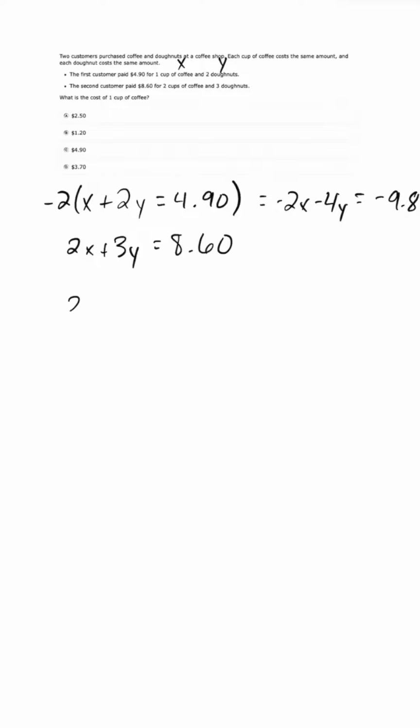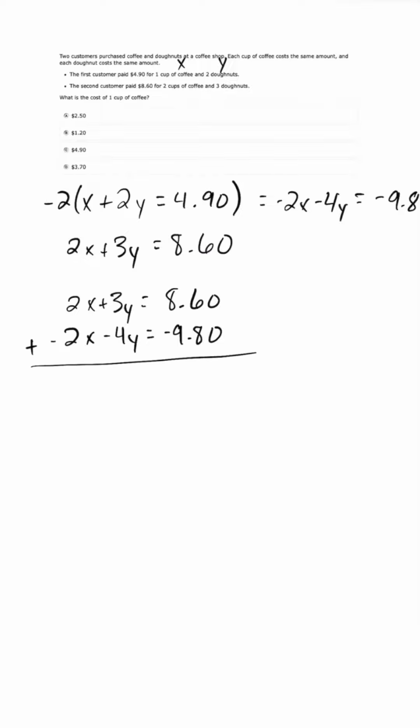So I'm going to rewrite my two equations. So I have 2x plus 3y is equal to 8.60. And I have -2x minus 4y is equal to -9.80, or 9.8. My 2x and my -2x are going to cancel. So I'm going to treat this like an addition problem. Okay, so 2x and -2x cancel. 3y plus -4y is -y. And that's equal to 8.60 plus -9.80, which is -1.20, or 1.2.